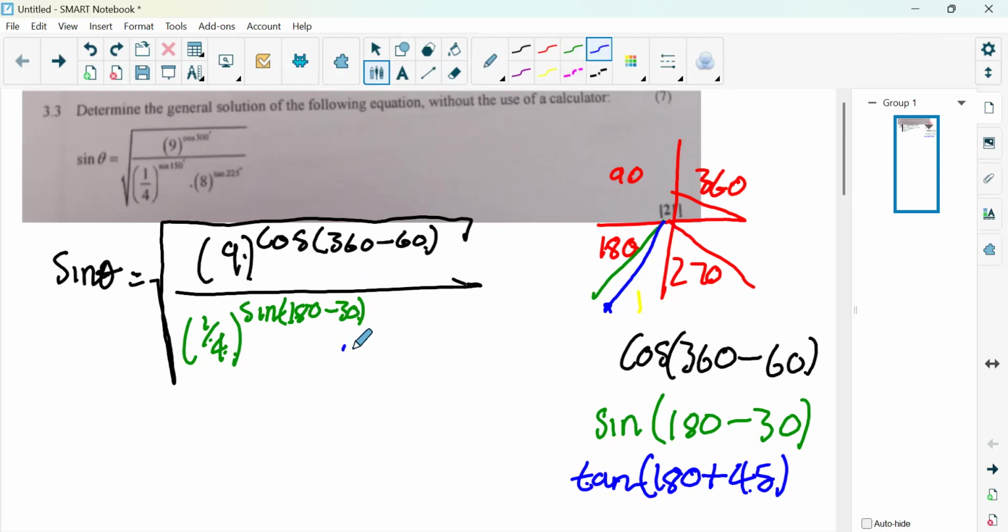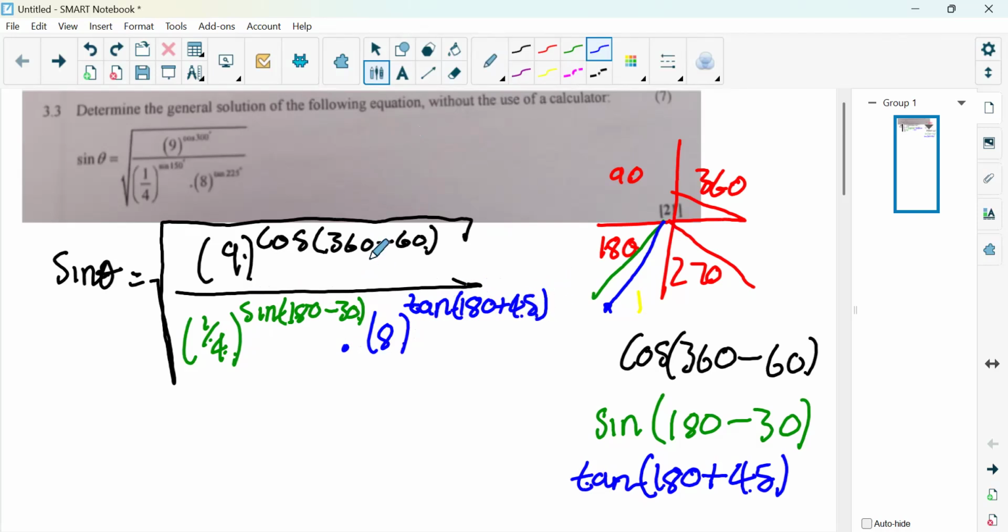What do you get from there? Multiply by open bracket 8, to the power of tan, open bracket, 180 plus 45.